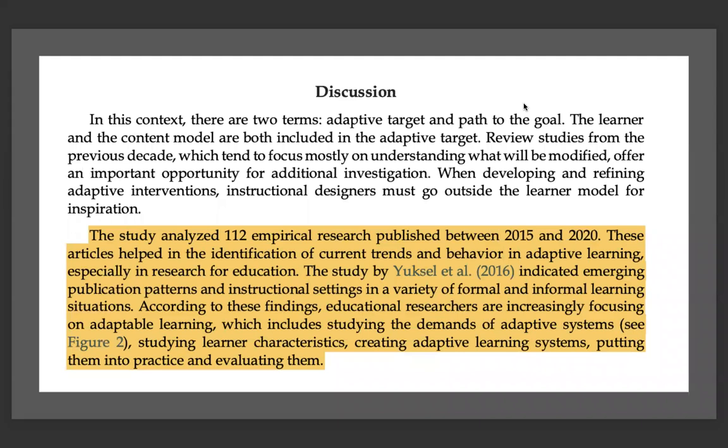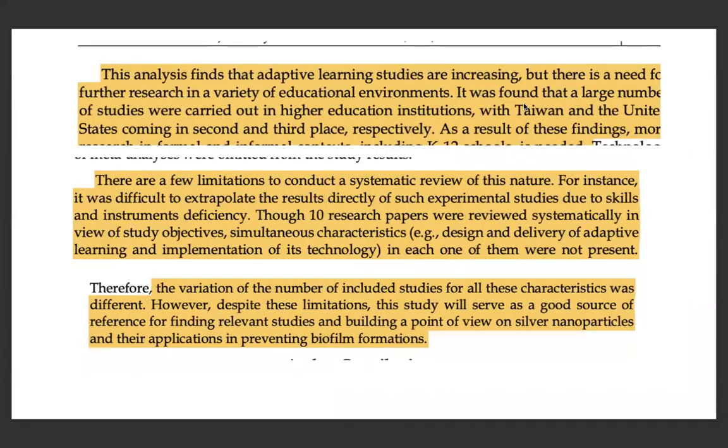According to these findings, educational researchers are increasingly focusing on adaptive learning, which includes studying the demand for adaptive systems, studying learning characteristics, creating adaptive learning systems, putting them into practice, and evaluating them. This analysis finds that adaptive learning studies are increasing, but there is a need for further research in a variety of educational environments. It was found that a large number of studies were carried out in higher education institutes, with Taiwan and the United States coming in second and third place respectively.